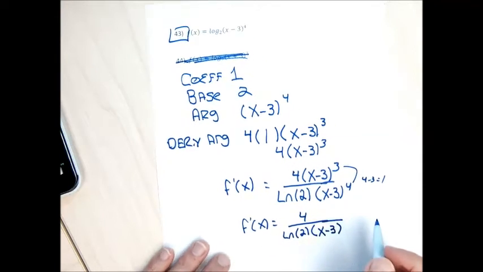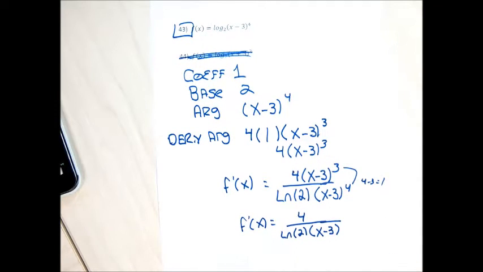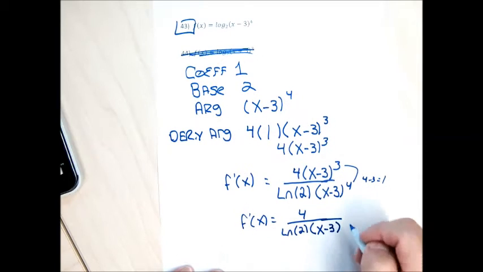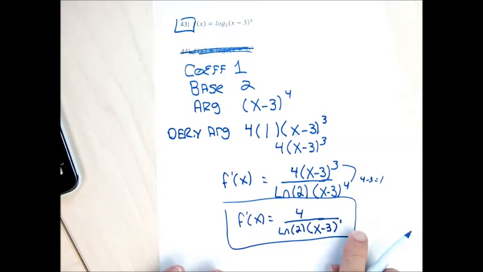And in this problem, I need the parentheses because of that multiplication of the natural log of 2 that's down there. I don't need to write the exponent of 1, that's implied. So this is a perfectly good answer for problem 43, other than I probably shouldn't write the exponent of 1.